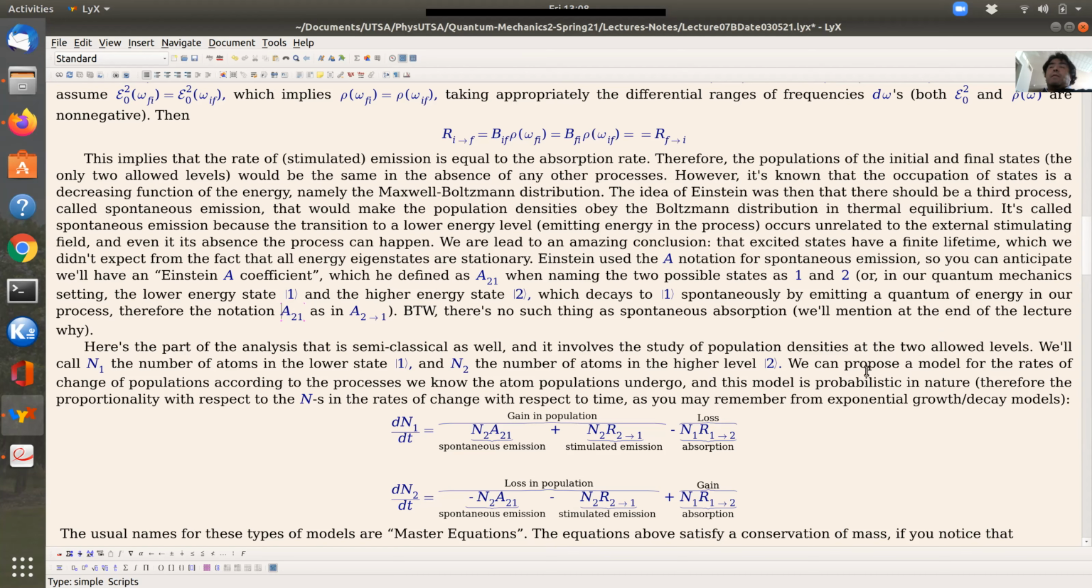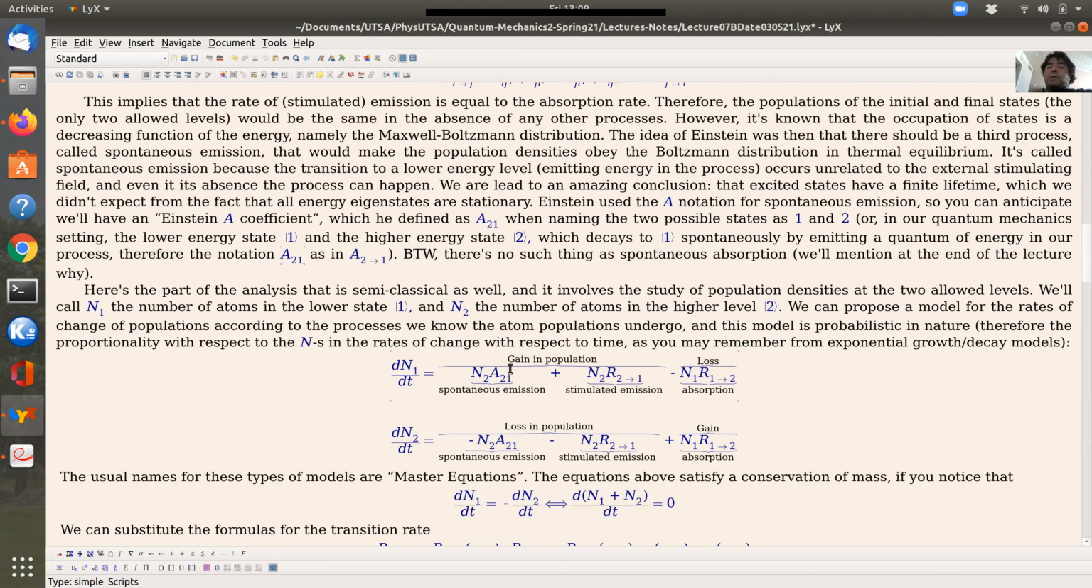And we can propose a model for how the populations change in time, so the rate of change of populations. The model would be probabilistic, based on our understanding of the different processes we have, which are spontaneous emission, absorption, etc. I want to emphasize that the model is probabilistic in nature. It's not quite first principles, but it's quite reasonable in the sense that it follows some sort of exponential growth law. So let me comment on the model to give you more information into why this happens.